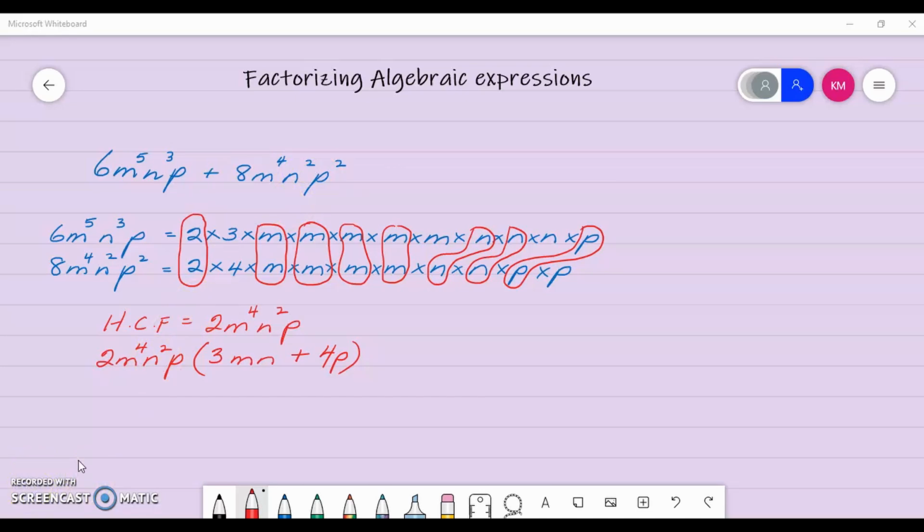So there you have it, factorizing algebraic expressions.